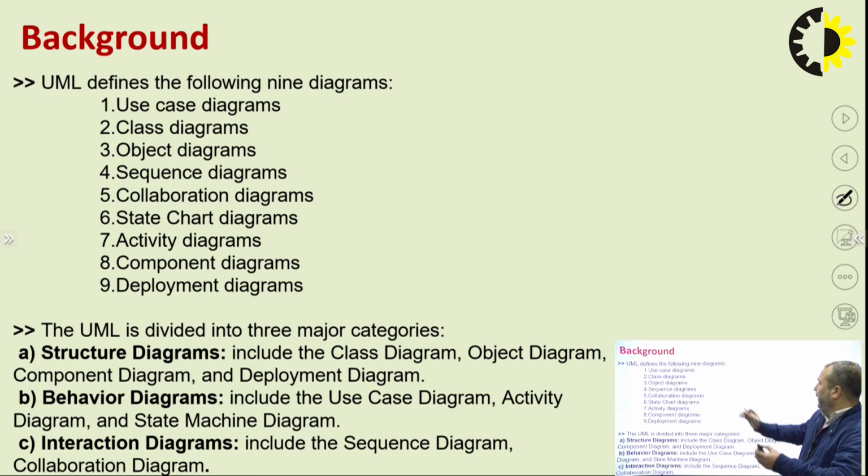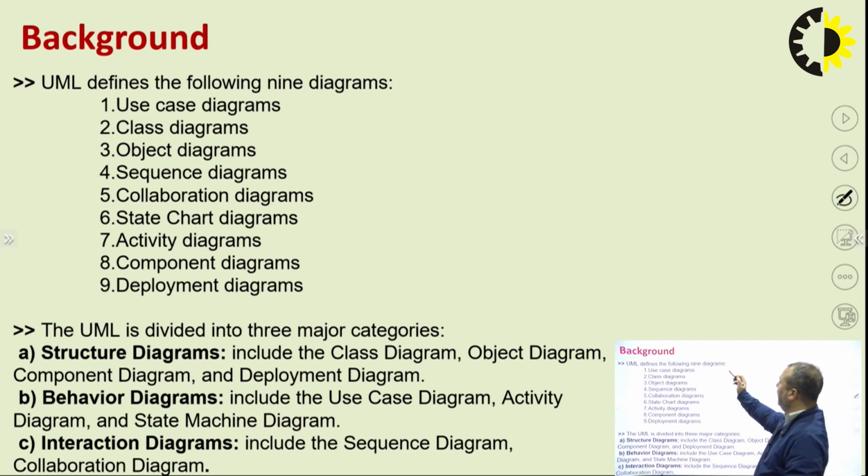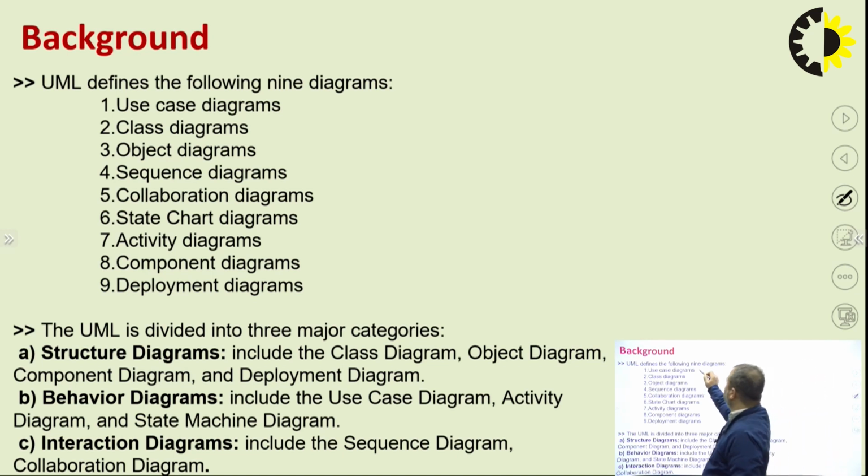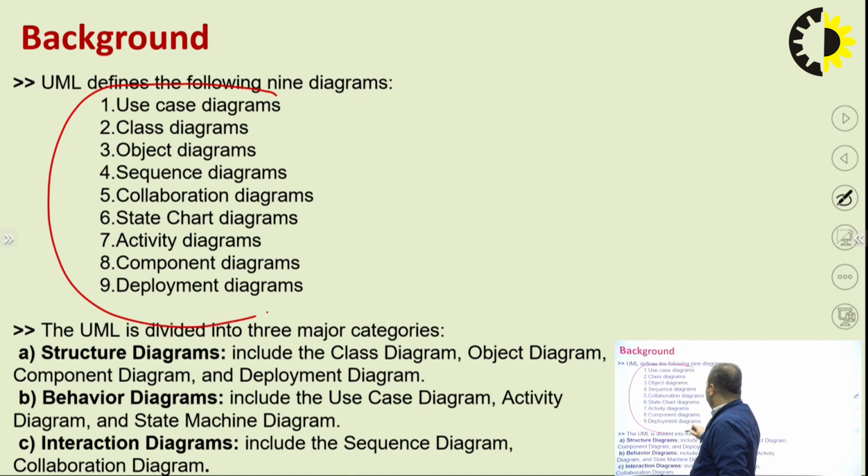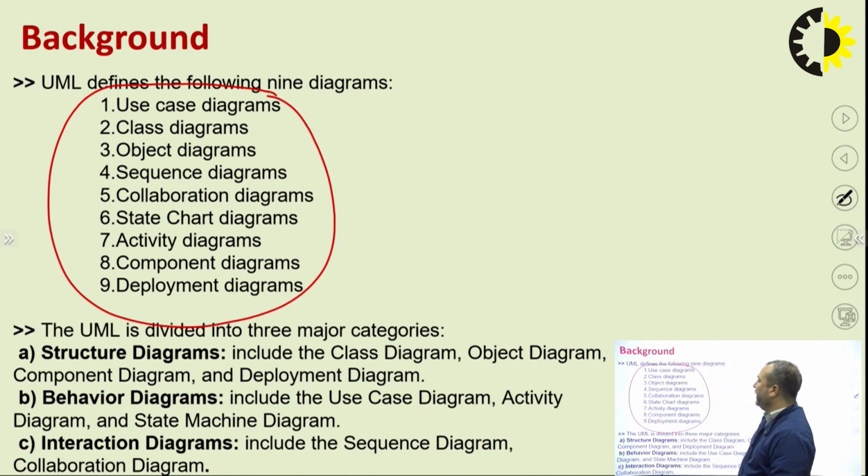Here we will mainly cover the collaboration diagram, but the collaboration diagram comes under UML. So let me have a view of UML, then we will elaborate on the collaboration diagram. Basically, UML defines 9 diagrams: use case diagram, class diagram, object diagram, sequence diagram, collaboration diagram, state chart diagram, activity diagram, component diagram, and deployment diagram.